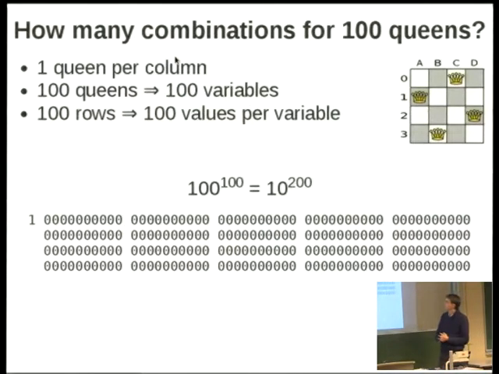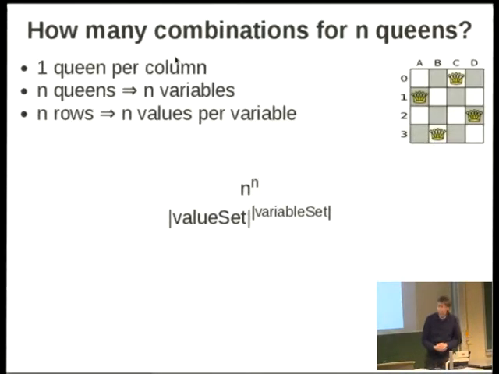So quick idea, 100 queens, how many combinations do you have there? Well, it's 100 to the power 100. So that's 10 to the power 200, so that's a very big number. That's the number of combinations you have there, right? So more generally, it's the number of values to the power of the number of variables. So if you have, for example, 5,000 lectures, and you have 40 rooms, that's 40 to the power 5,000, which is very big.